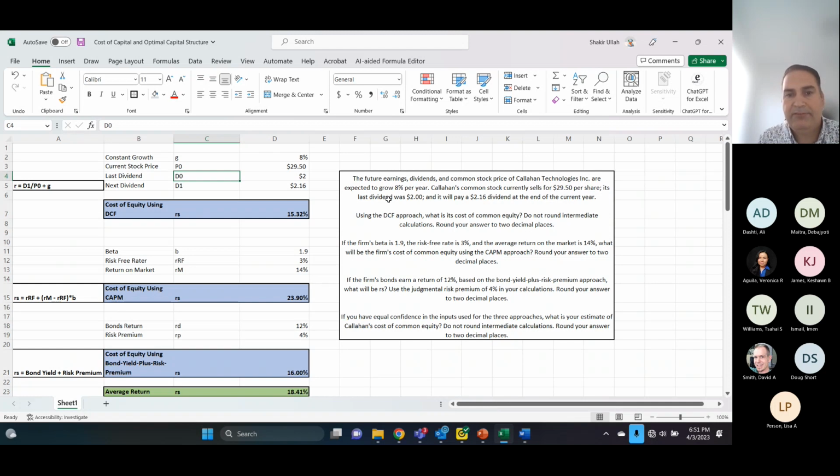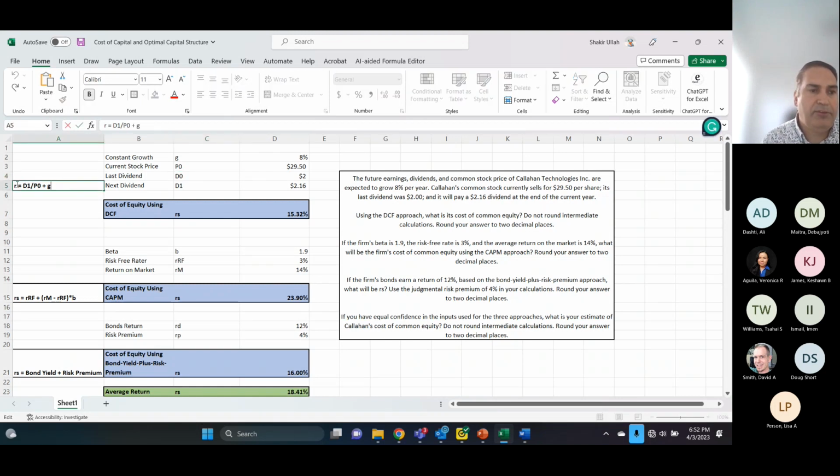And its last dividend was $2, so that is D0, and it will pay 2.16, that is D1. We can calculate D1 because we have the growth rate, but they're kind enough to give us D1 as well. Using the discounted cash flow approach, what is the cost of common equity? So we need to find RS.